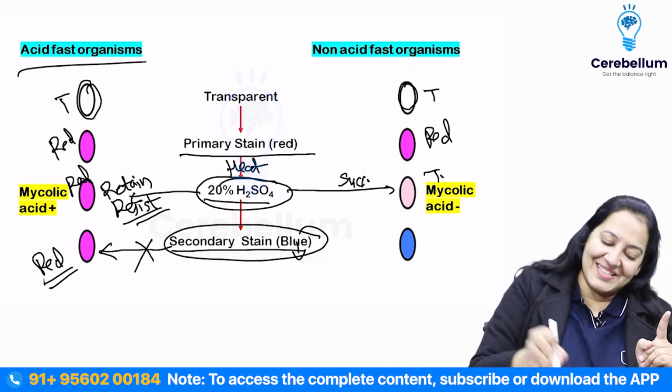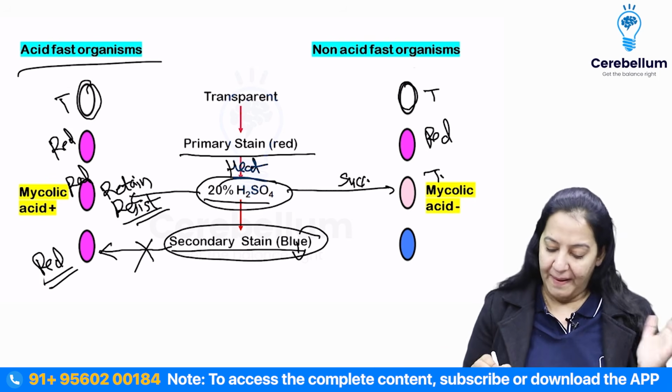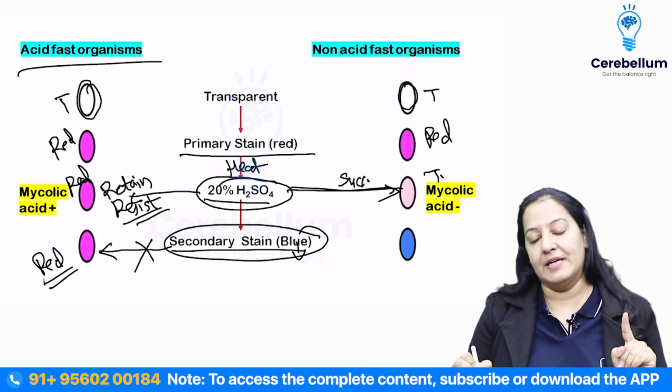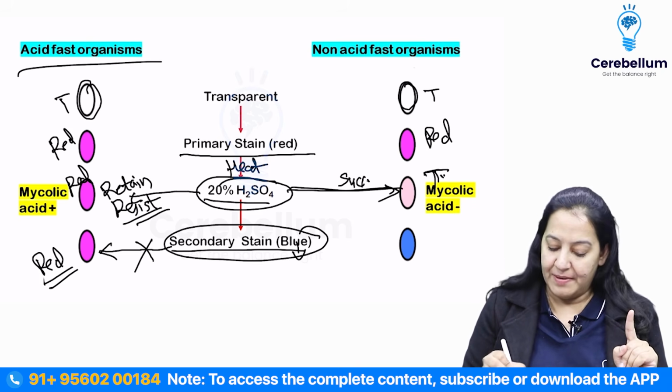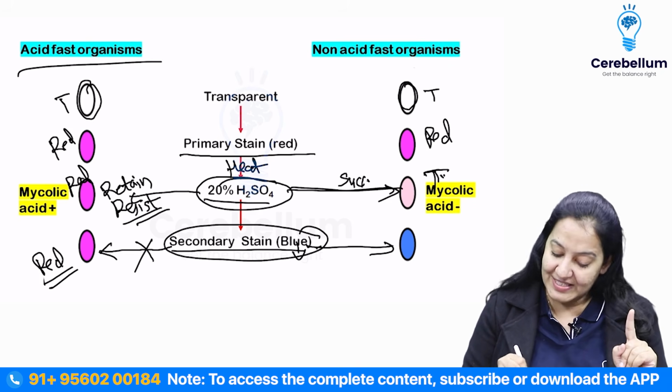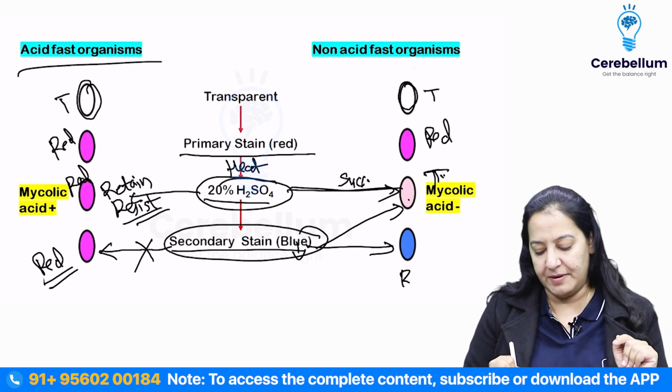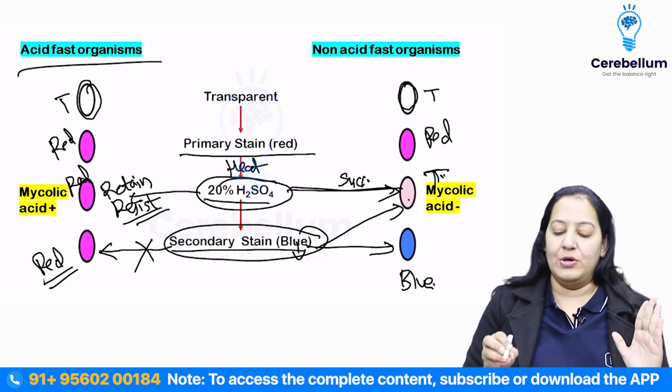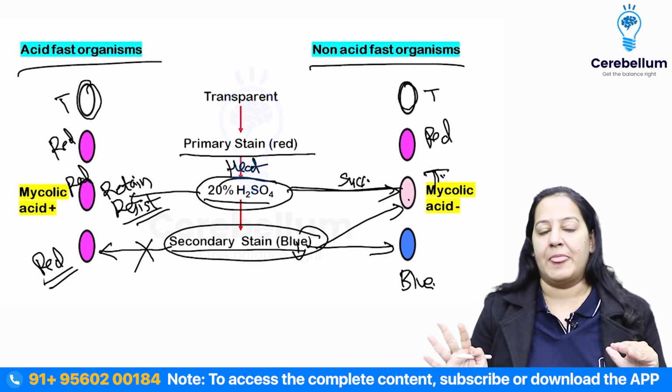And these are known as acid fast organisms, right? And the bacteria which are susceptible to the acid, they become transparent in the last step. Now if you add the secondary stain, they take the secondary stain and in the end they will become blue in color. And these are known as non-acid fast organisms, right?